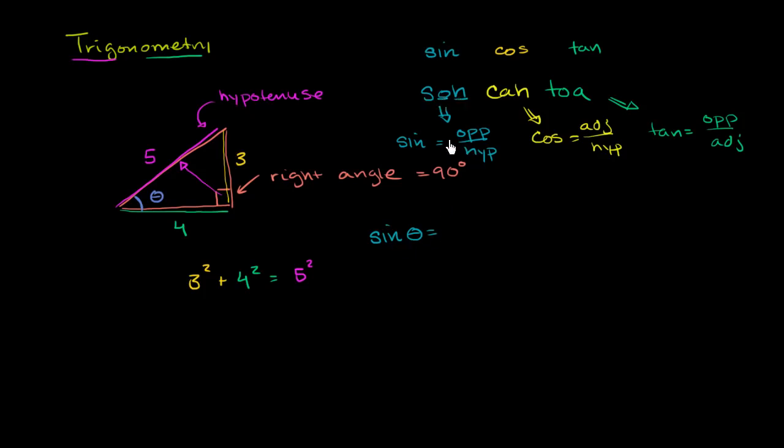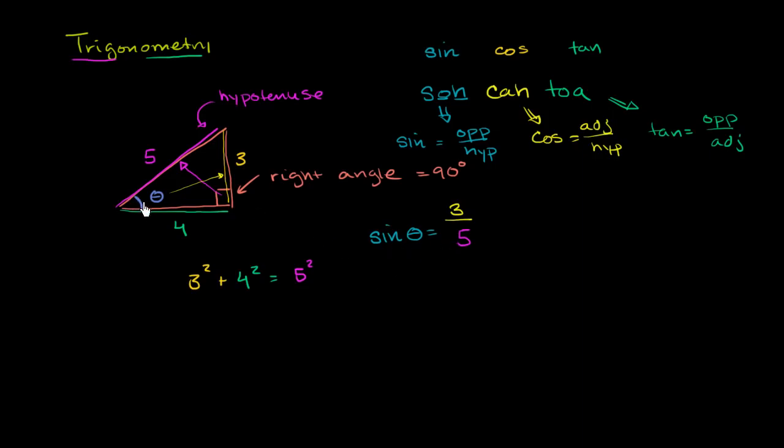So sine of theta is equal to the opposite. What's the opposite side to the angle? This is our angle right here. The opposite side is not one of the sides adjacent to the angle. It's the side the angle is opening onto, the 3. So the opposite side is 3. And then what's the hypotenuse? We already know the hypotenuse here is 5. So it's 3 over 5. The sine of theta is 3/5.